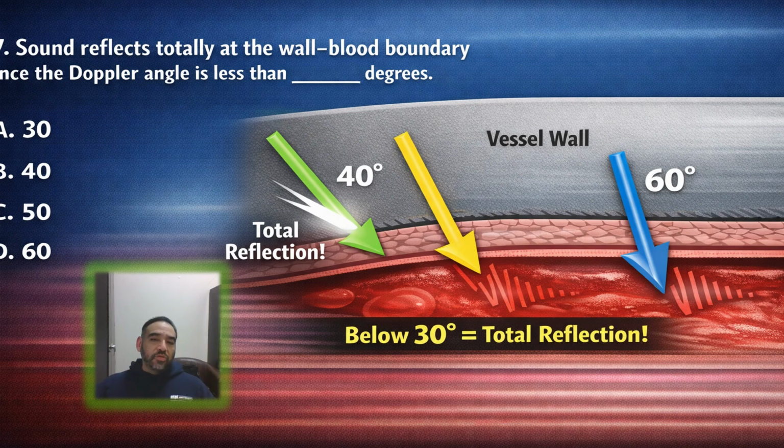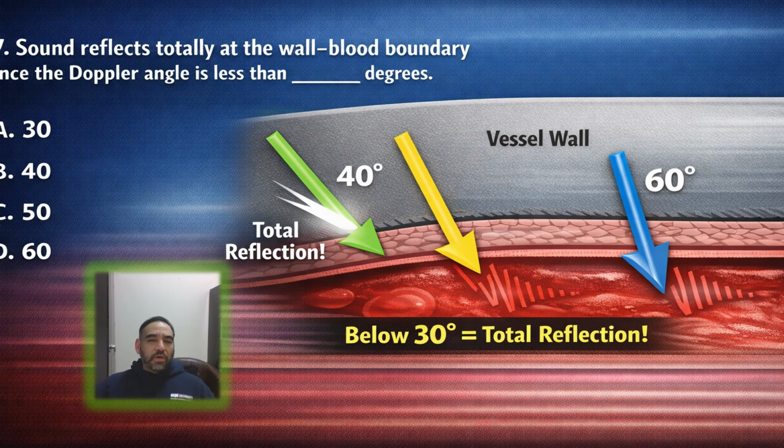And then D, 60, that upper limit. This one really falls apart. At 60 degrees, this is the upper recommended Doppler limit for accurate velocity calculations, not a reflection cutoff. If total reflection occurred below 60 degrees, Doppler imaging would basically be impossible in clinical practice. Every vascular lab would be in chaos. 60 degrees just doesn't make physical sense for total reflection at the wall interface. So this is just looking at it conceptually.